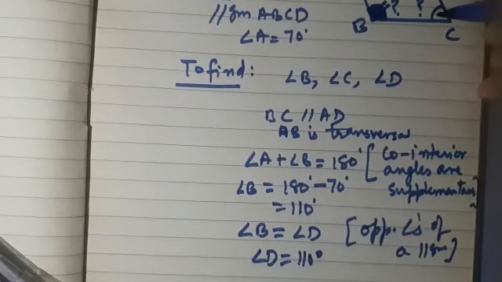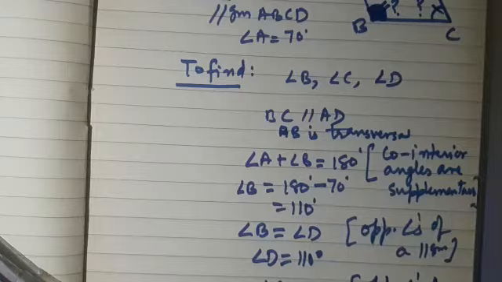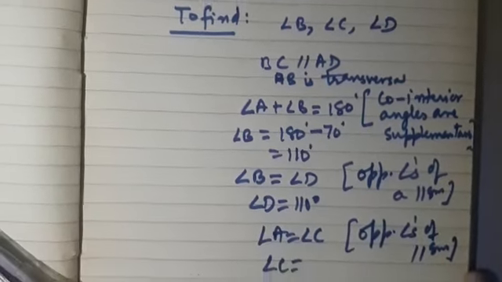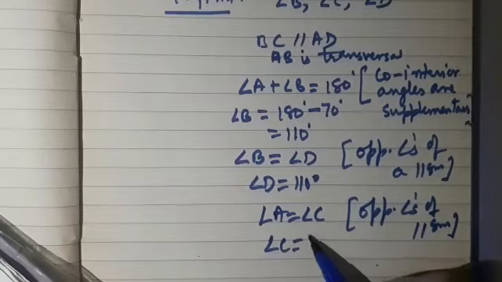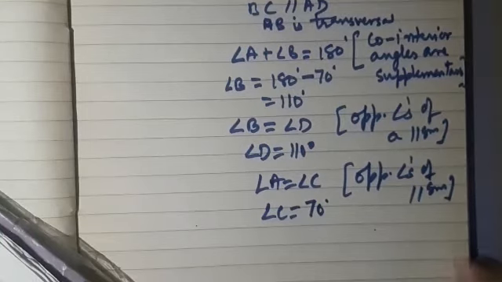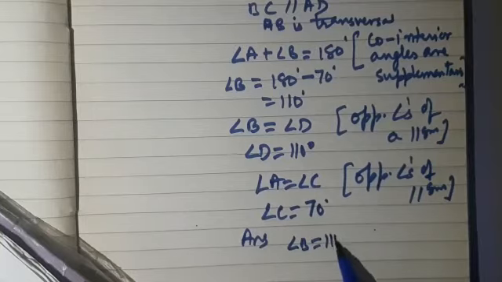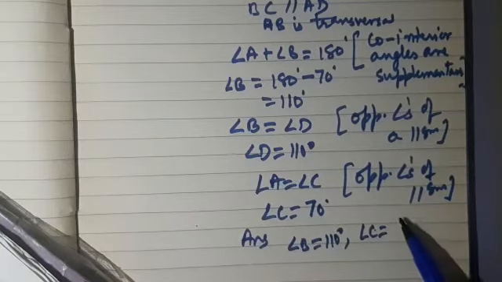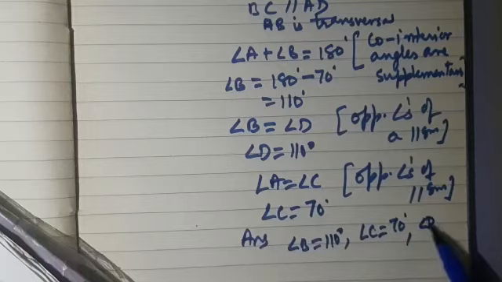Similarly, you can write here angle C is equal to angle A. These are also opposite angles of parallelogram. So it is simple to find out angle C now. Angle A is given to be 70 degrees. So what will be angle C? Angle C is also 70 degrees. So we have found the answers. So what is the final answer? Answer is angle B is 110 degrees, angle C is 70 degrees and angle D is 110 degrees.